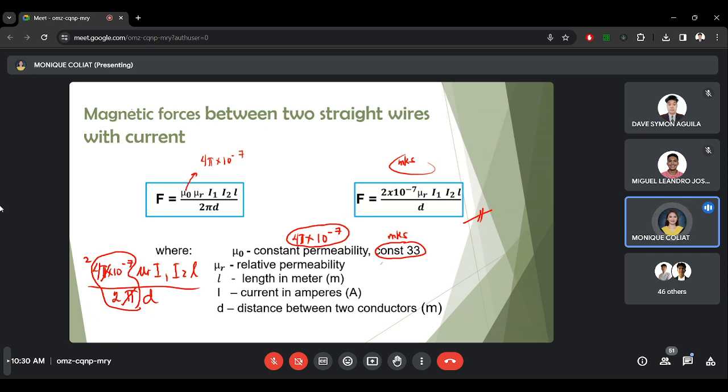Then, what is the unit for force in MKS? What is the unit? Newton or N, okay? In MKS. Okay. So, dapat makikita ko ito sa inyong formula book, okay? This one and this one and this one. Okay? So next one naman before we start.